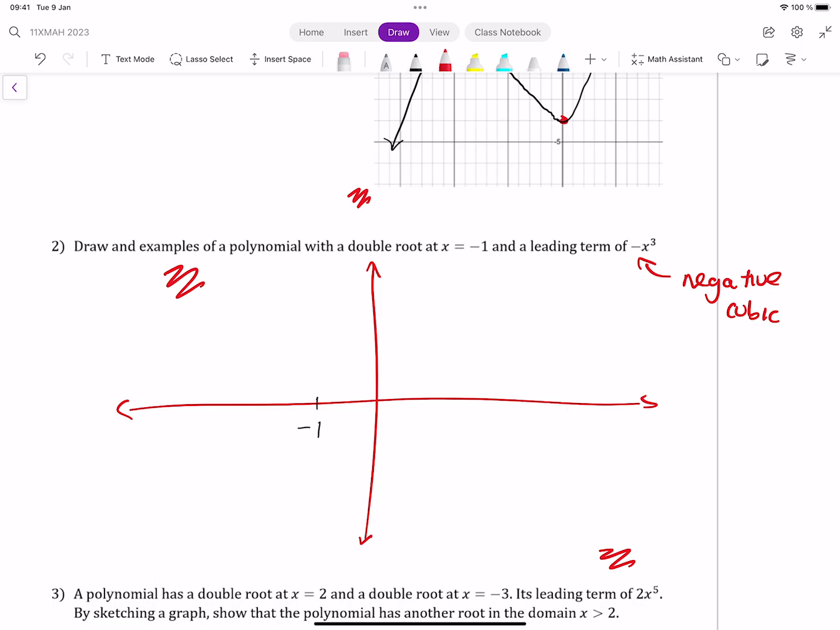So it has to start up here, so it has to come down, then it has to come up, but it has to end down there, so it has to turn around. So that's our function there. Because it's a negative cubic, it must start in the second quadrant and then end in the fourth quadrant. And it has to have a double root at minus 1, so it has to turn around.